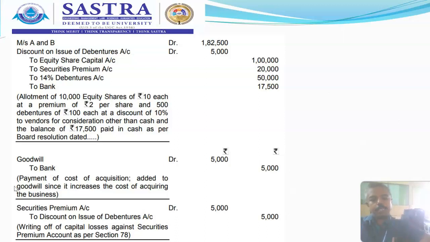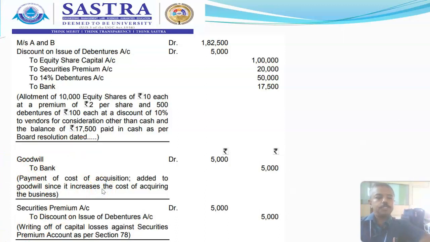Hence the journal entry just puts the debit balance into the credit so that you can write off. So here the journal entry is securities premium account debit rupees 5,000 to discount on issue of debentures account rupees 5,000. Here being writing off the capital losses against securities premium account as per section 78. So Companies Act section 78 says this: you can write off the capital losses if you have anything against the securities premium account.